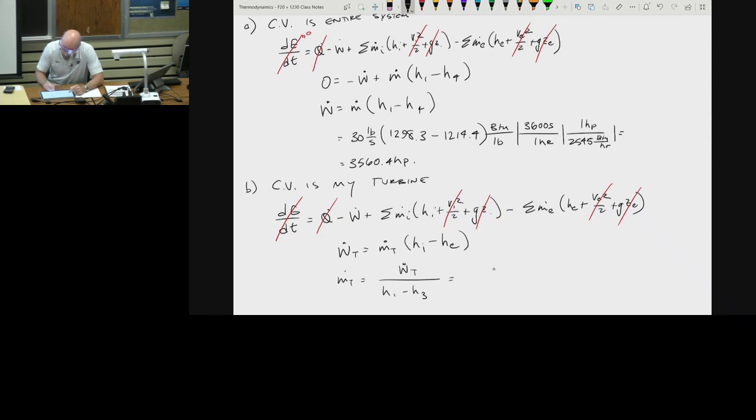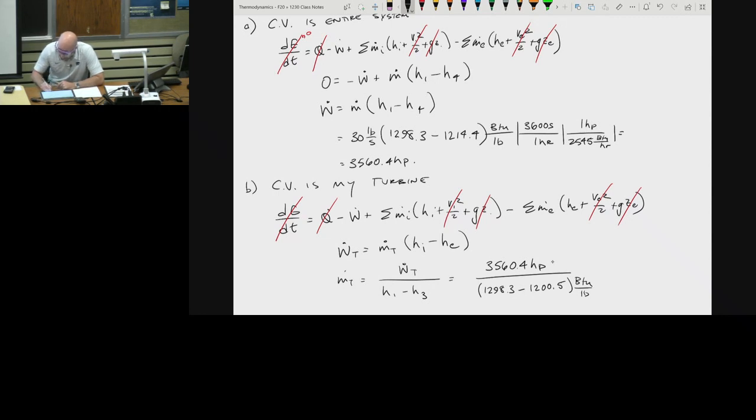And we know the power was equal to 3,560.4 horsepower. And we're going to divide by H1, which I'm going to use my same H1 as I had up here, 1298.3. And then my H3 they gave to me in the problem statement was 1200.5, and this was in BTUs per pound.